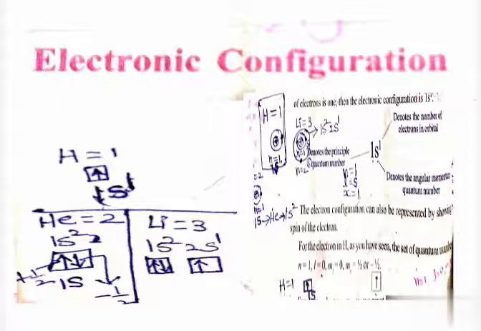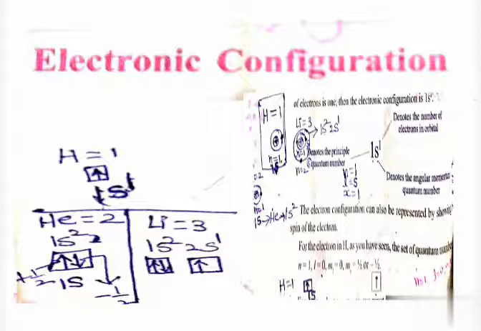This electronic configuration is shown by the NLX method. N means principal quantum number, L means azimuthal quantum number, X means number of electrons. Here hydrogen atomic number 1 means how many electrons are there? One electron is there, so X equals 1. Once you observe this box, hydrogen: what is the principal quantum number here? The principal quantum number is shown by N. N equals 1.